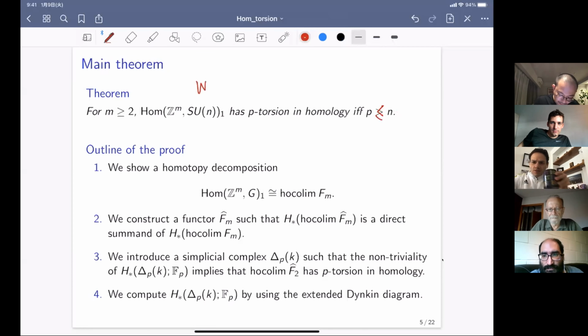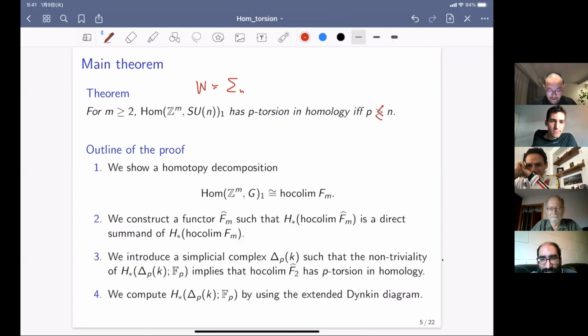Because the Weyl group is Sigma n. Okay, so the first step is a homotopy decomposition. And I think this is one of the interesting new techniques.